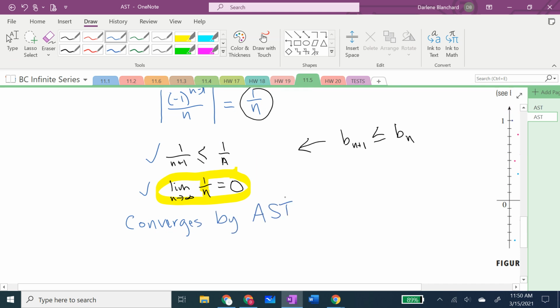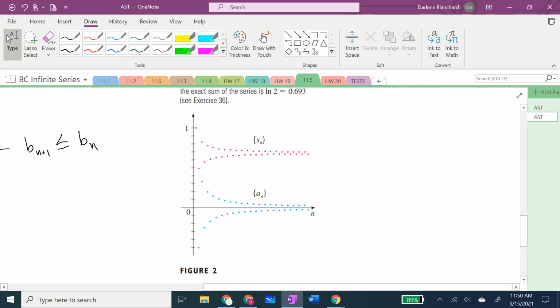And a lot of people will just write AST for alternating series test. And over here from the textbook, they give a lovely picture of the terms themselves being positive and negative. And the x-axis is n, just the position in the series. And what I want you to see is that the sum is going back and forth and back and forth, because you're going to add and then subtract and then add and then subtract and then add and then subtract.